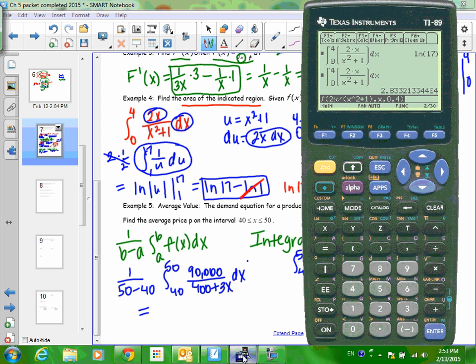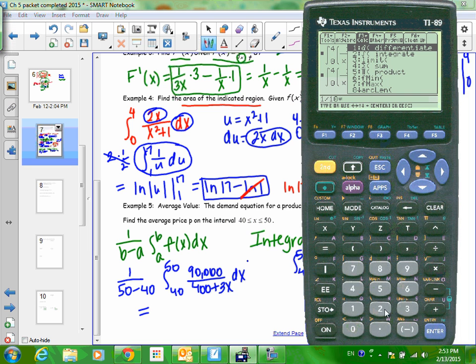All right, so we're going to plug this into our calculator. So I'm just going to go 1 over 10 times the integral, which would be F3 integrate, and then I'm just going to type it in. So this is where it's really nice to have this calculator. 400 plus 3x. Notice that I put 400 plus 3x in parentheses. You had to do that. Comma x, comma 40, comma 50.